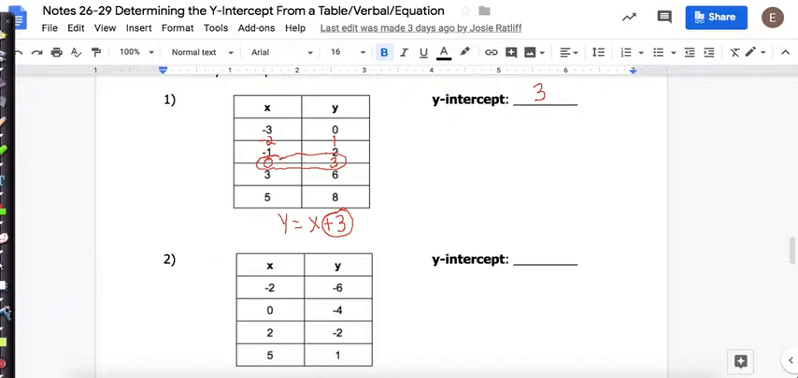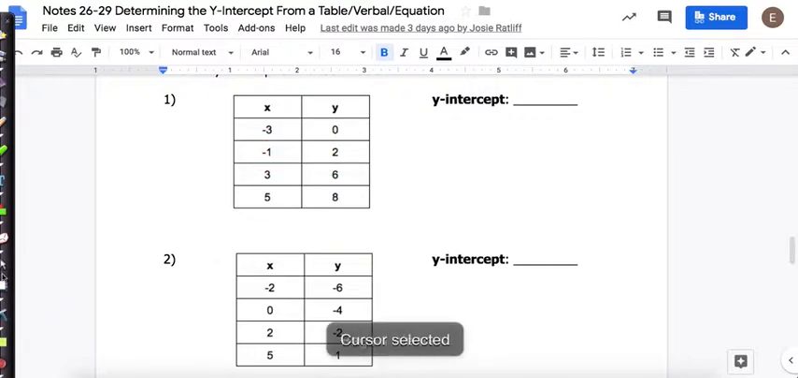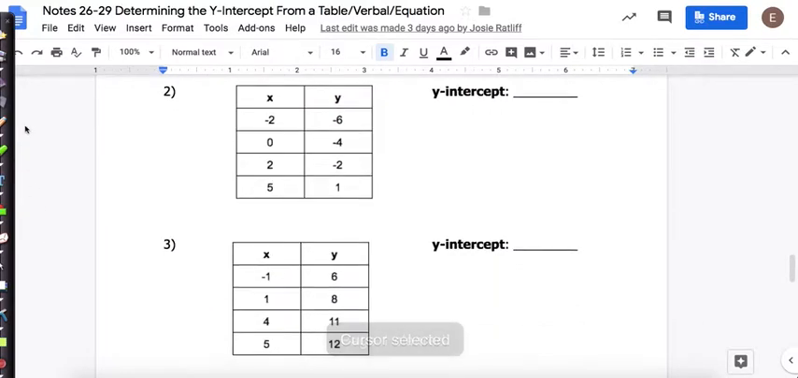So let's look at number 2. This time, I see where the x is 0, the y is -4. So that tells me that this line crosses through the y-axis at -4. So the y-intercept would be -4. Now, if you didn't see that, you could certainly ask yourself, how do I get from -2 to -6, 0 to -4, 2 to -2? Probably the most obvious way to see it is from 5 to 1.